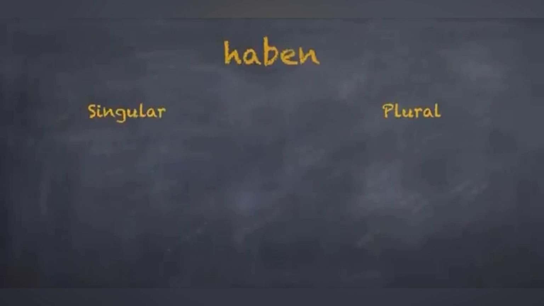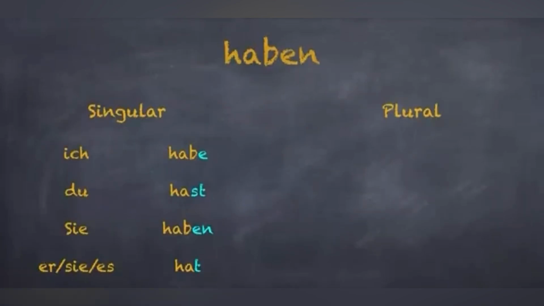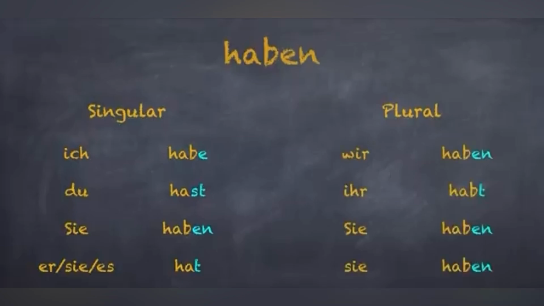Before we move on to the exercise, let's go through the conjugations once again. Haben. Ich habe, du hast, er, sie, es hat. Wir haben, ihr habt, sie haben.